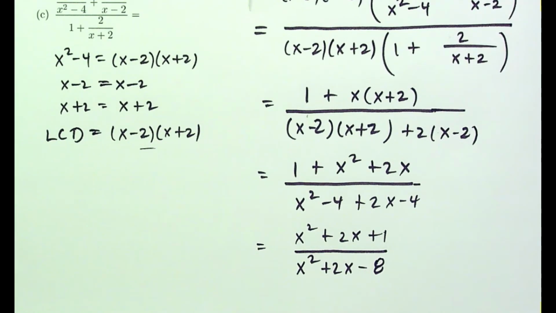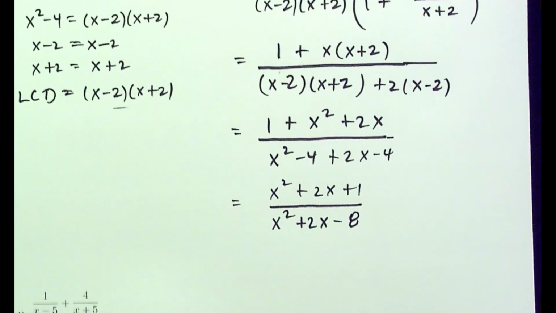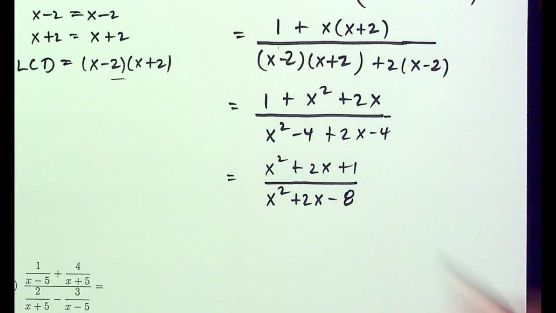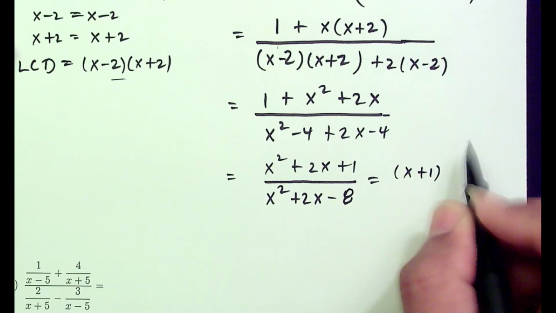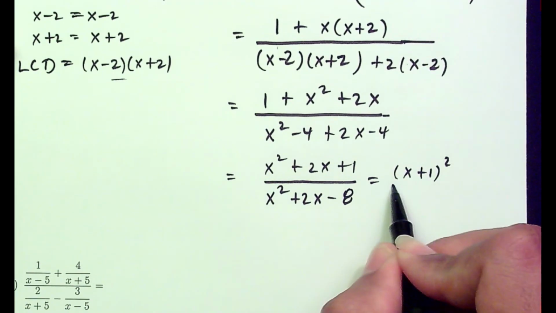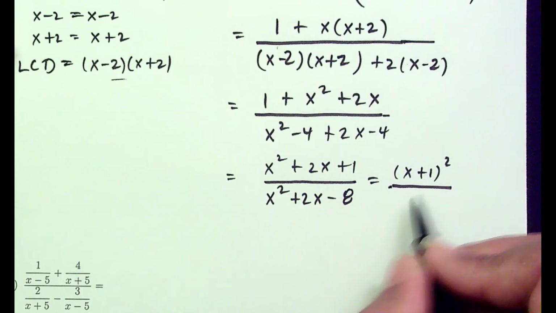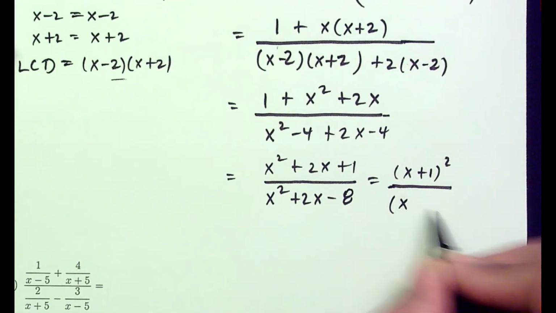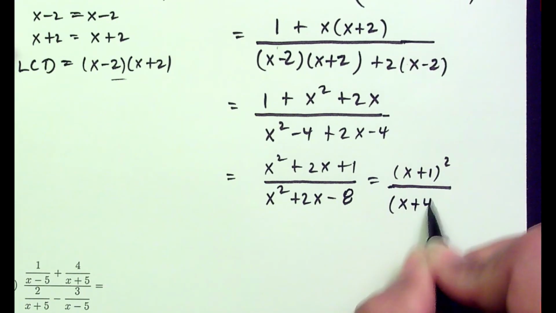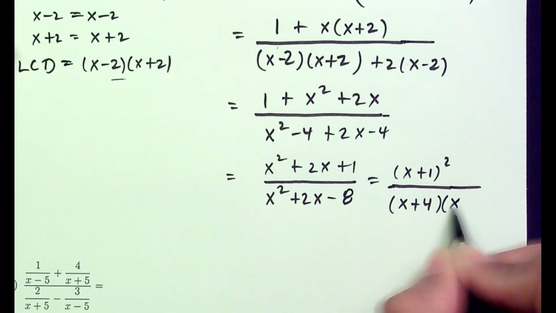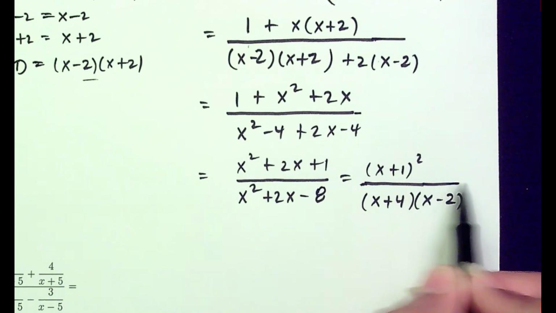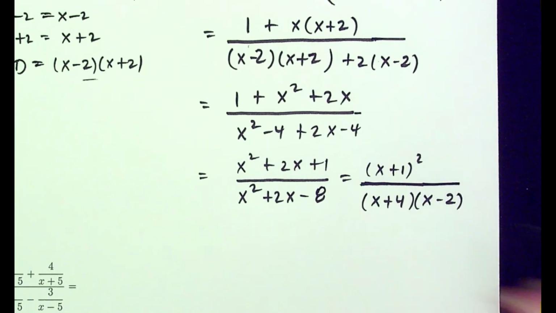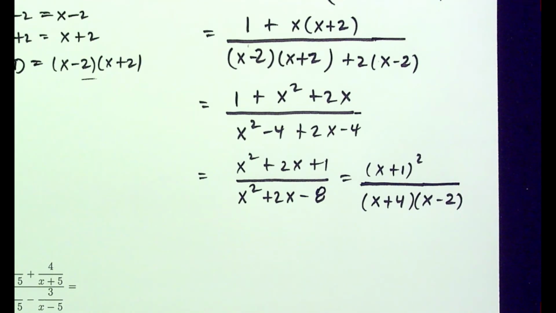Okay, and then you ask yourself, can we simplify this anymore? Well, the top, if you factor it, factors as (x plus 1) squared. And the bottom factors as (x plus 4)(x minus 2), and that's it. That's how you factor that. And you see there's nothing repeated. You cannot factor this any further, and you cannot cancel anything.